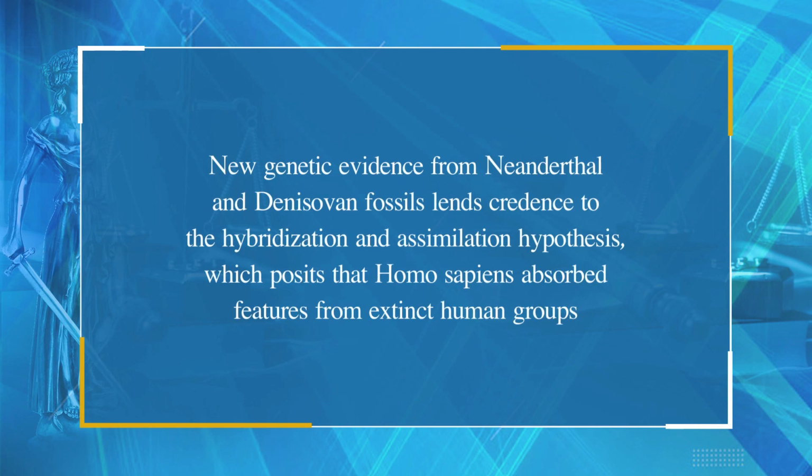New genetic evidence from Neanderthal and Denisovan fossils lends credence to the hybridization and assimilation hypothesis, which posits that Homo sapiens absorbed features from extinct human groups. Hybridization and assimilation suggests that modern Homo sapiens first emerged in Africa some 1 lakh years ago and then spread to other regions of the world. In the end, anatomically modern humans supplanted the older archaic groups because of hybridization between the two.